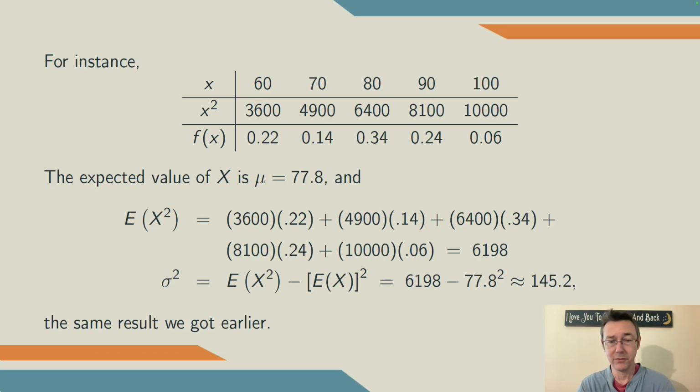So the expected value of x squared is 6198. To find the variance, we do 6198 minus 77.8, the expected value of x that we found earlier, squared. We do that arithmetic, we get 145.2, which is exactly the same result that we got earlier.